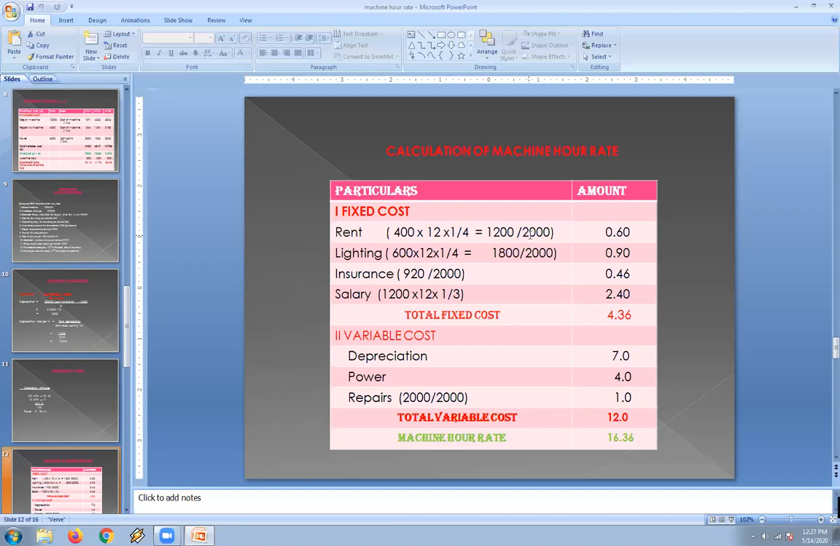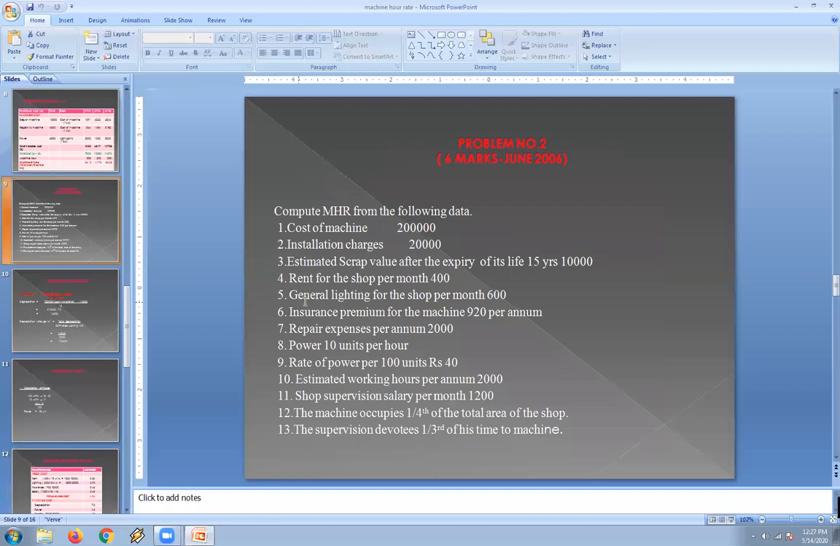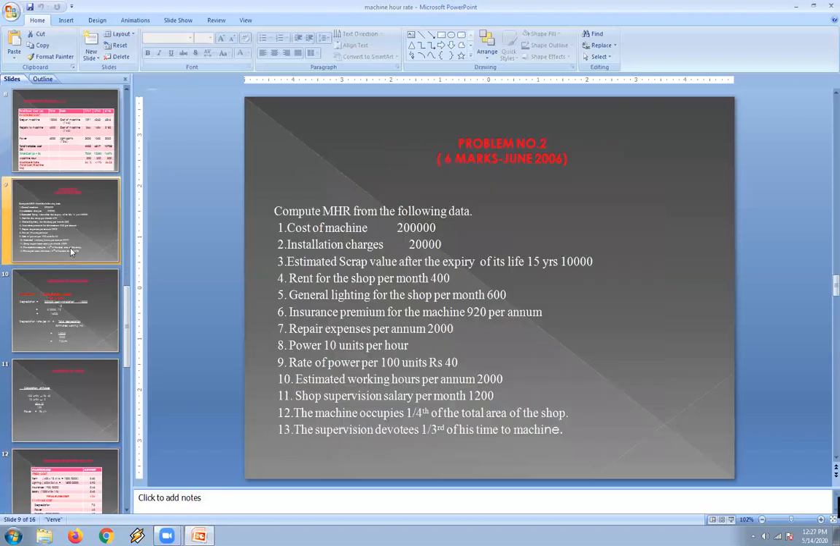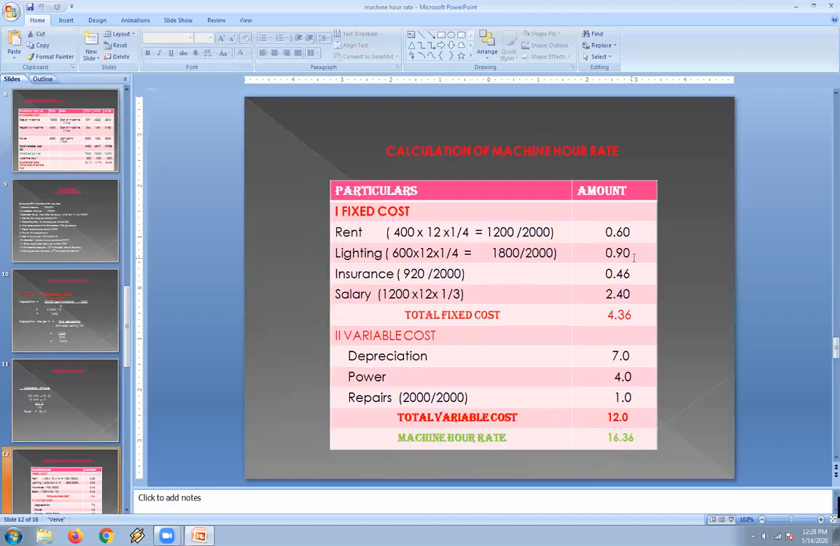Then if we divide by the number of working hours of the machine, that is 2,000, we get the machine hour rate for 1 hour. Similarly, we calculate the next item, the general rate for the shop per month, with the heading lighting. Per month means lighting is fixed, so 600 into 12, and only 1/4 of the unit consumption has been taken for the machine. So the machine hour rate is 1,800 divided by 2,000 working hours, that is 90 paisa.